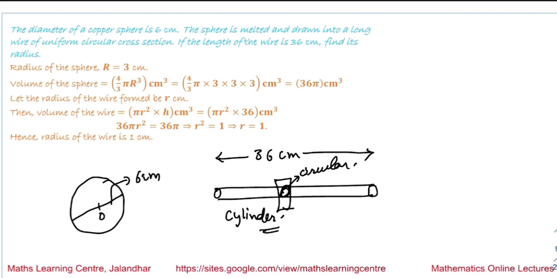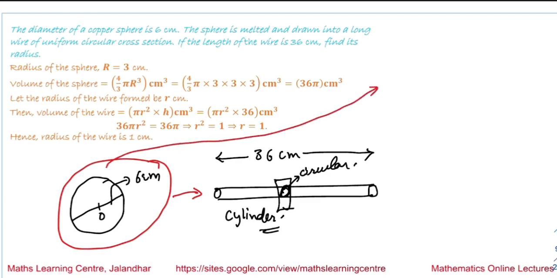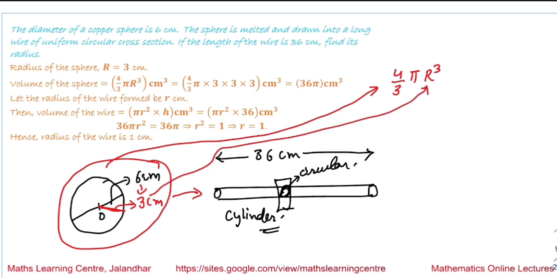So what is done over here, that block that is given to us, this copper block, this is melted and it is converted to a wire. So what will remain same over here, it is the volume will remain same. So volume of this sphere will be 4 by 3 pi r cube. The diameter is 6, so radius is 3 centimeters.